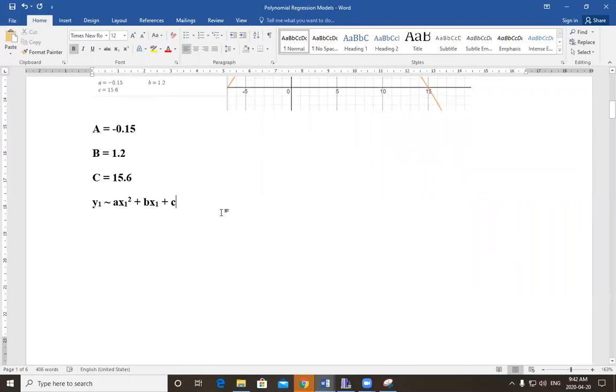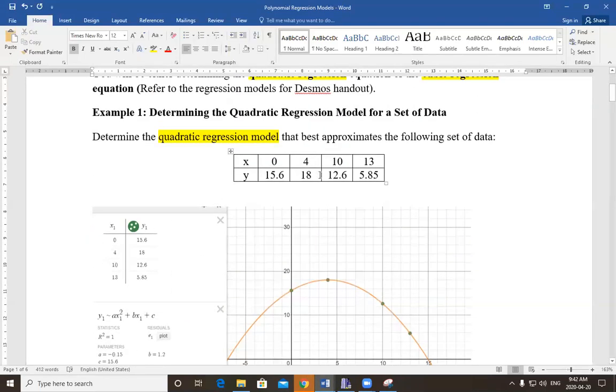So that is what the model is, but we want to have the equation. So to do that, I'm going to turn y1 into y equals, now instead of a, we're going to put the coefficient. So negative 0.15 x squared plus, instead of b, 1.2, so 1.2x plus 15.6. So this would represent the regression equation model that approximates the data.